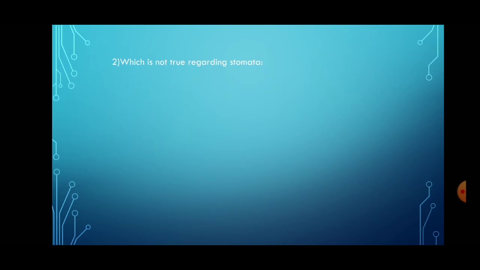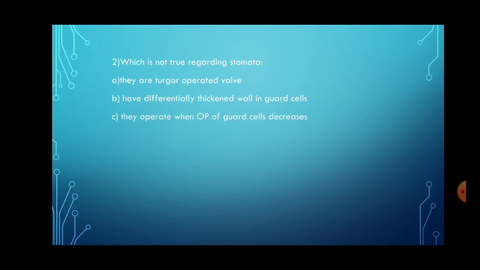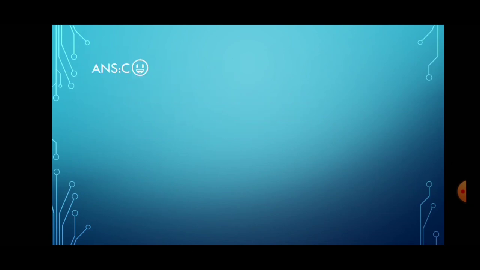The second question is, which is not true regarding the stomata? Option A, they are turgor operated valves. Option B, they have differently thickened walls in guard cells. Option C, they operate when the osmotic pressure of guard cells decreases. And option D, they show CO2 active opening in CAM plants. The answer is C.